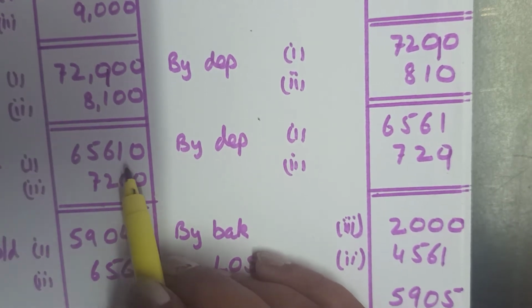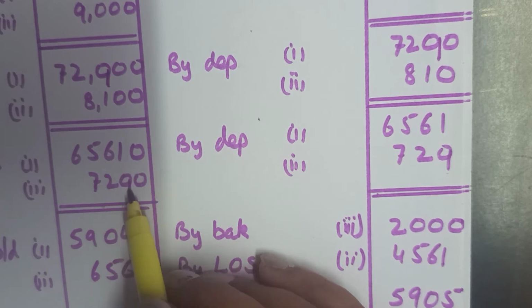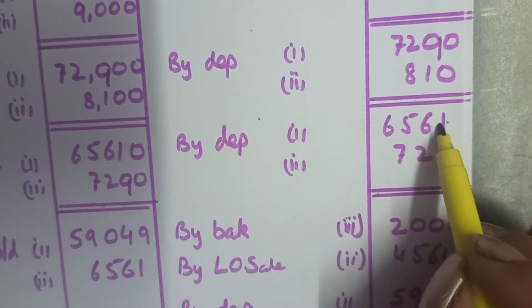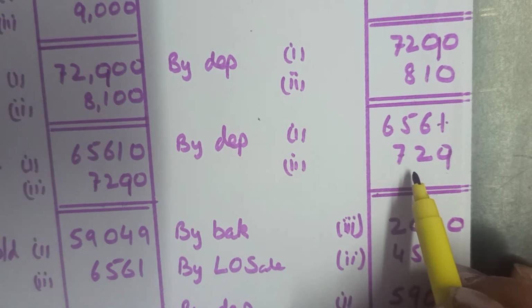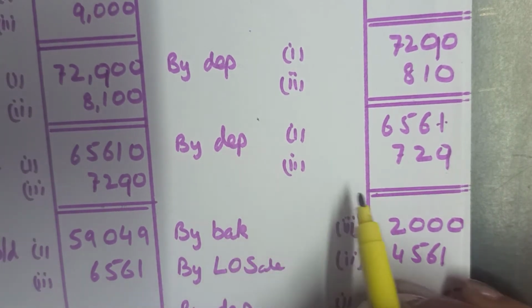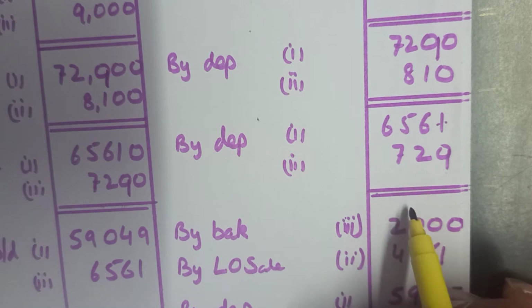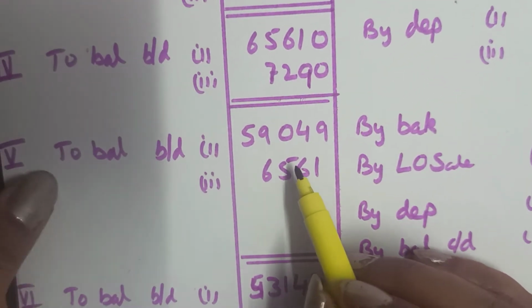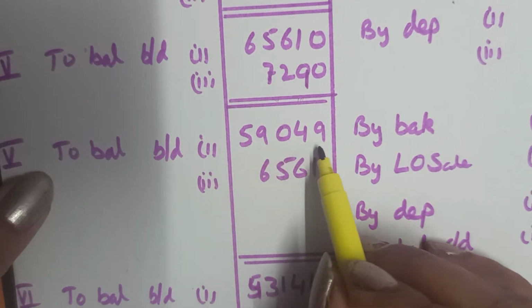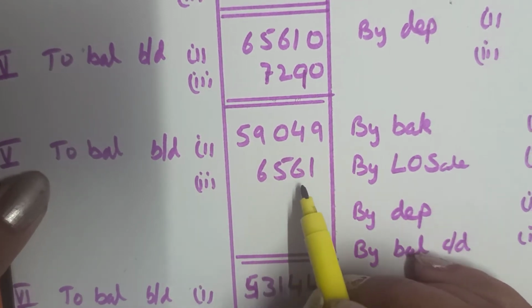Now here the depreciation at 10% on this in the 4th year. 4th year also no transaction in the 4th year. We only charge depreciation. 10% of this is 6,561. 10% of this is 729. We charge depreciation. Then you find out balance carried down. That balance carried down will be brought down here. So this is the balance brought down. Asset 1, 59,049. Asset 2, 6,561.